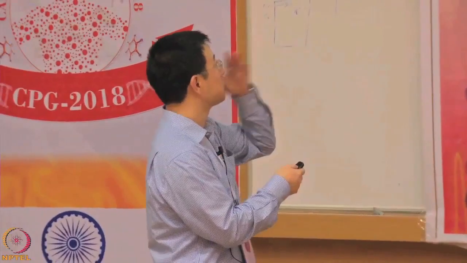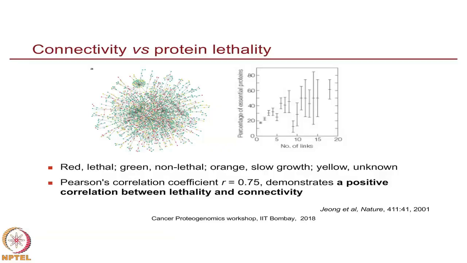Now I group the nodes in the network based on the number of links, or edges, or degree they have in the network. Here are nodes with only 1 link, and here are nodes with 20 links. So basically, you group them based on the number of links. And then they look at the percentage of the nodes in that category that have a lethal impact when the protein is deleted. And you can see a very nice positive correlation between the number of links of a node and the percentage of lethal proteins in that category. That means the hub proteins, meaning the nodes that have more connections in the network, when deleted, will have a stronger impact on the cell itself.